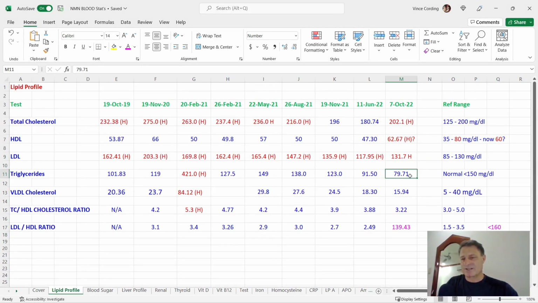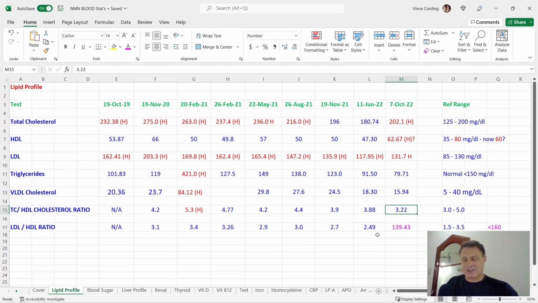79.71 is good. It's down well below that. It's also down from last time, which was 91.50. VLDL cholesterol, which again I think is the bad cholesterol, should be anything between 5 and 40. Mine's 15.9, which I think is very good. TC, total cholesterol, HDL cholesterol ratio, should be between 3 and 5, mine is 3.2.